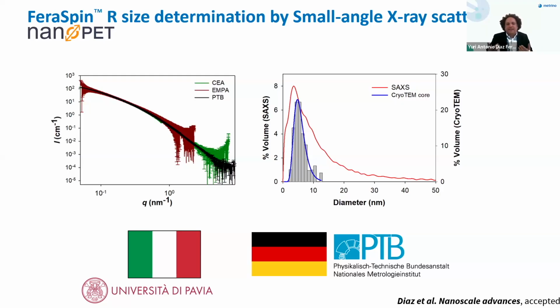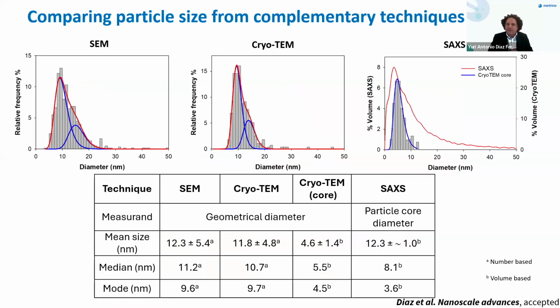And what we found is that since cryo-TEM allows you also to determine the size of the particle core with some image processing methods in order to segment the cluster of particles, we found a good correspondence also for the core measured by cryo-TEM and SAXS. And when you put all these data together, so the size distributions and the statistical parameters, there are a few things that immediately call your attention in this table.